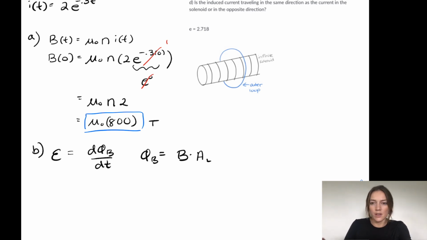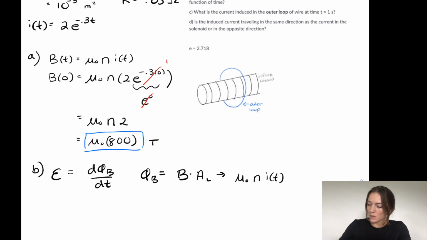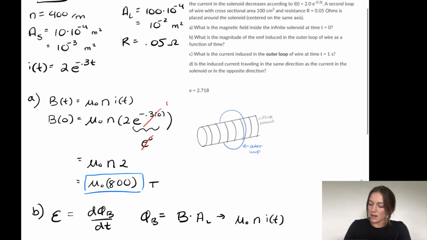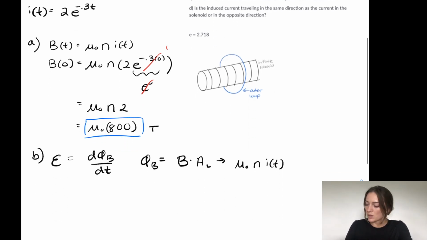So let's figure out the flux first before we worry about the derivative. We have the magnetic field, which we said was mu naught. Now this is a function of time, so we want to use this full equation up here: mu naught times n times I of t, where I is that function up there. And then the area we want to plug in is the area of the solenoid, because even though the flux is really through the whole loop, the magnetic field is only non-zero through the solenoid. So again, we change that area of the loop to the area of the solenoid.